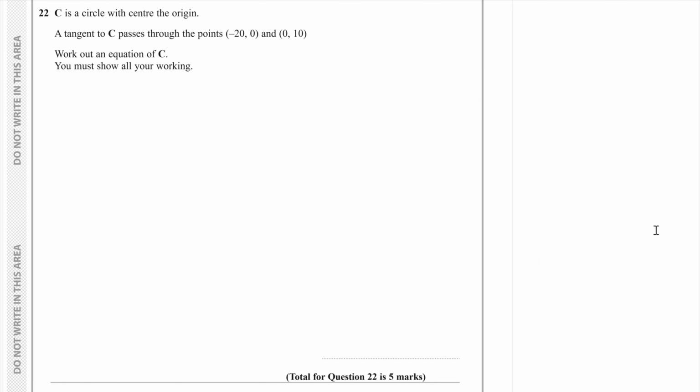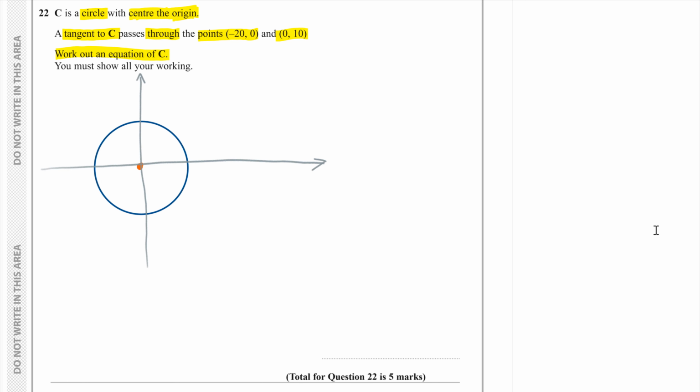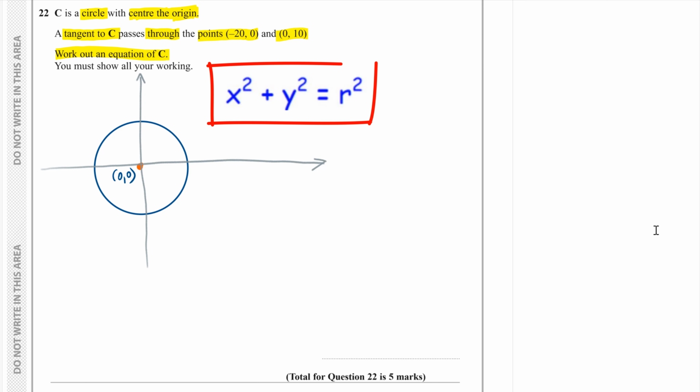And the last question, question 22. C is a circle with center the origin. A tangent to C passes through the points (-20, 0) and (0, 10). Work out an equation of C. You must show all your working. The formula of the equation of a circle with center the origin is x squared plus y squared equals r squared. So the aim of this question is to work out the length of the radius squared.